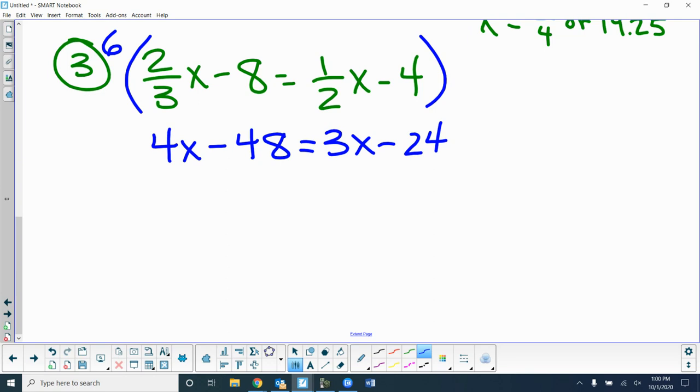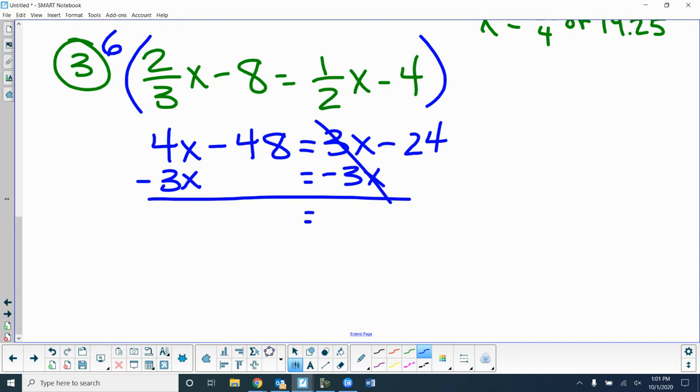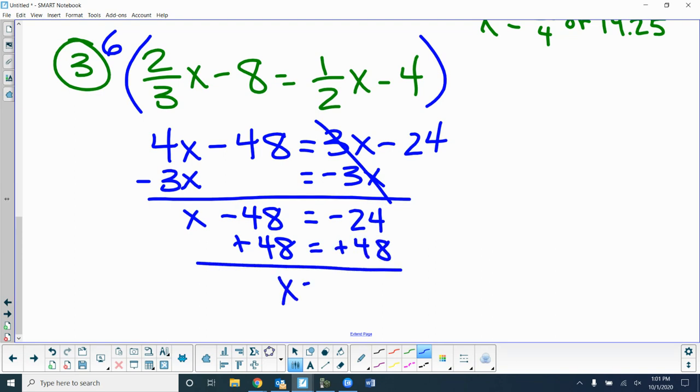So I've got an x on each side. I'm going to get them on one side. Doesn't matter, right or left. Most of the time I put them on the left, so I'm going to take the 3x over, so I have to subtract it to move it over. 3x minus 3x is nothing. That's what I want. And 4x minus 3x is x. Get x alone now. Take the 48 to the other side. And we get 24.